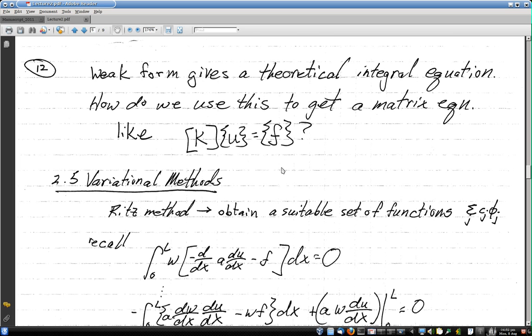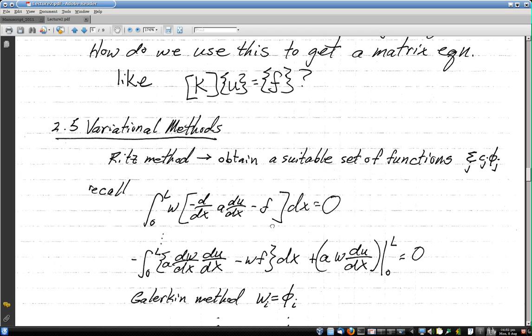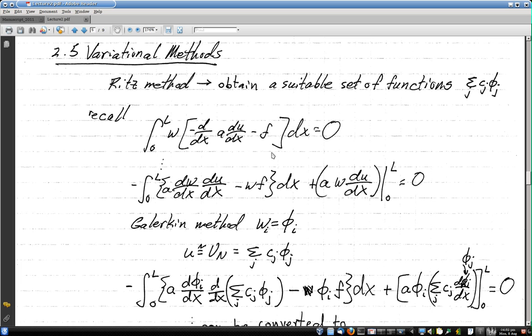So you will need to think about, how do you take that step? How do you go from this theoretical integral equation to getting a matrix equation? So we're going to revisit variational methods and talk about how you get to that point. There's something called the Ritz method, and what it's focused on is obtaining a suitable set of functions. Recall, we're interested in weight functions that will approximate these finite element solutions.